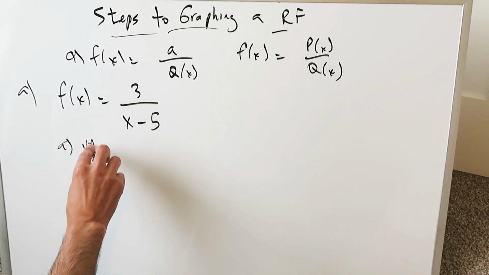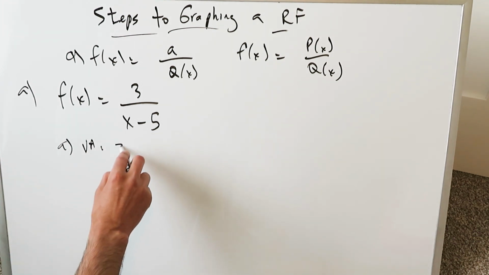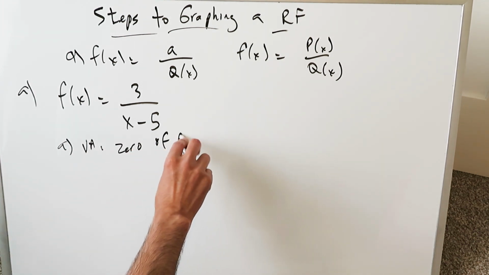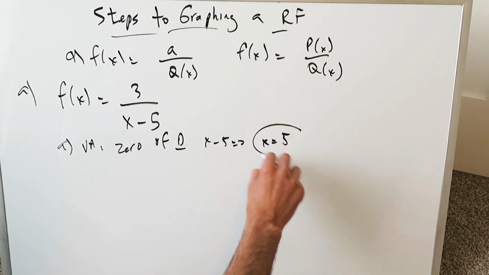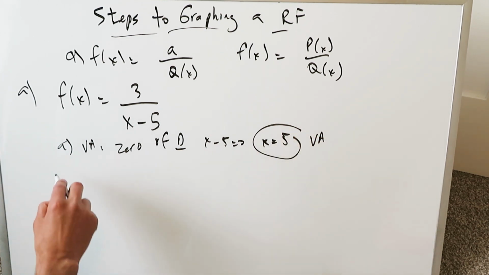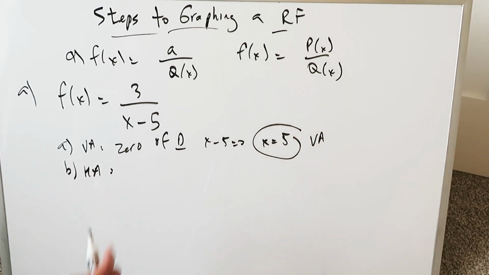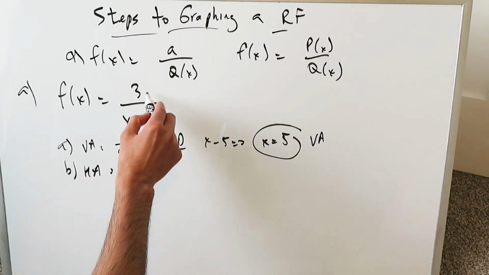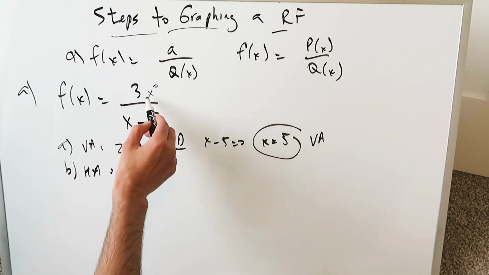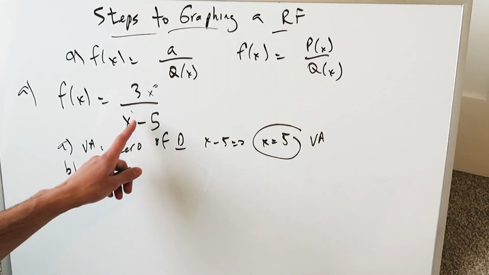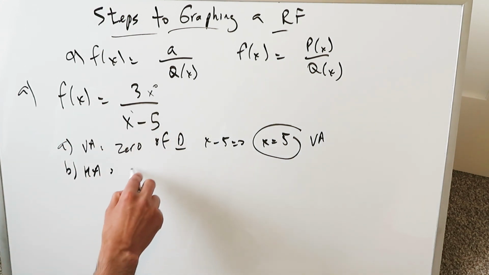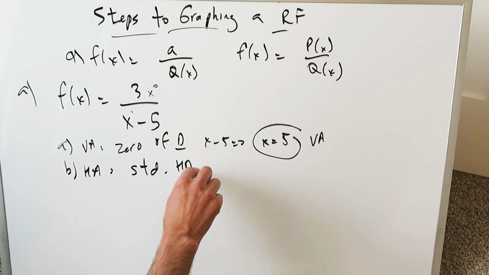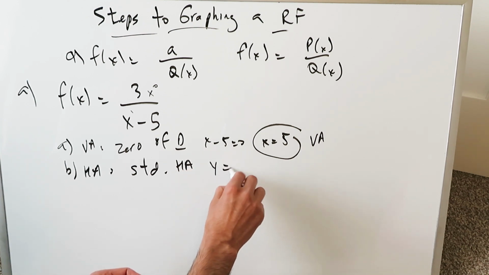Start here with the determination of a vertical asymptote. You look here at the 0 of your denominator, and we can just say 0 of the denominator. x minus 5 equals 0, x is equal to 5. This here is your vertical asymptote. Step B, determine a horizontal asymptote. When you have something here in the numerator to the power of 0 in terms of an exponent, here to the power of 1, the denominator exponent is higher than the numerator exponent, then you have a standard horizontal asymptote. And what is that? That's your x-axis, or y equals 0.